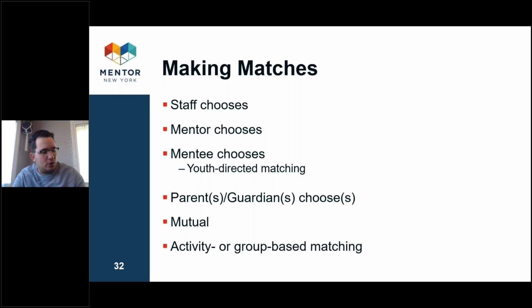Some things like mutual, activity, or group-based mentoring matching. Again, I've seen this work more with older folks or professional-based programs. They might do something like speed mentoring, where everyone meets with each other for a little bit and they put down, hey, this is who I'd like to match with. And then you use that as a tool for matching. The only time that isn't great is if you have mentees who are all writing down that they want to be with the same mentor, and then you have to do some damage control there.